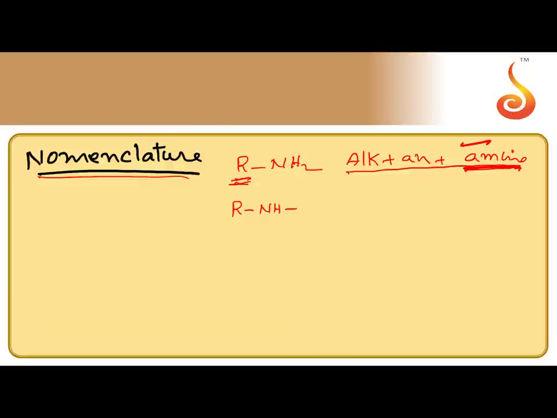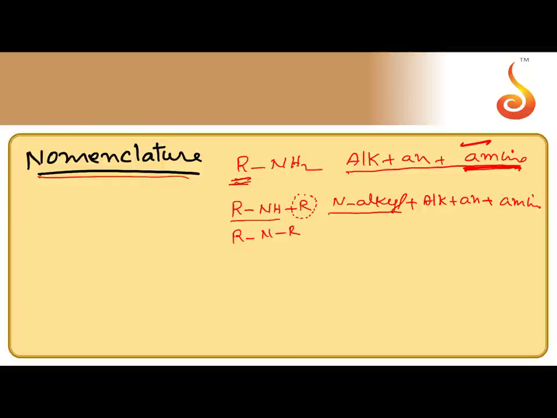If it is a 2 degree amine, same procedure. The smaller alkyl group is taken as the substituent. The other one is the main carbon chain. So the alkyl, since it is attached to N, has the prefix N-alkyl. After writing the prefix N-alkyl, you write the root word alk followed by the primary suffix and then amine.